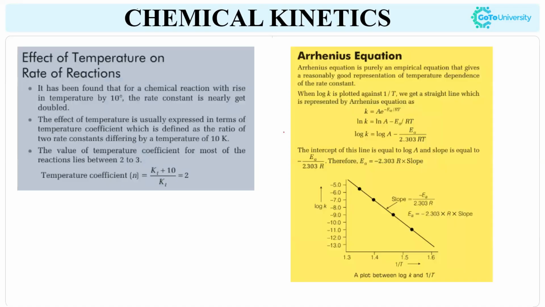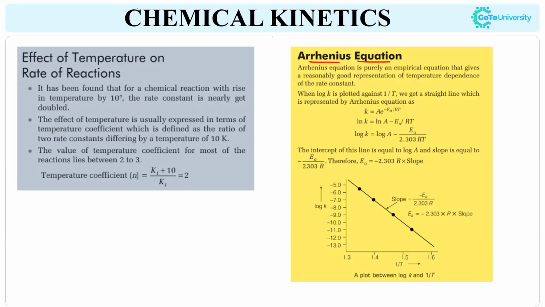So next one is the effect of temperature. We already discussed that temperature affects the rate of the reaction. When temperature is increasing, the rate of the reaction will be increasing. How? Because the number of collisions increases, so the rate of the reaction increases. The effect of temperature on rate of the reaction can be explained by the Arrhenius equation. This is also important.